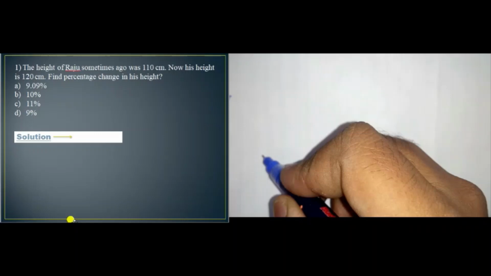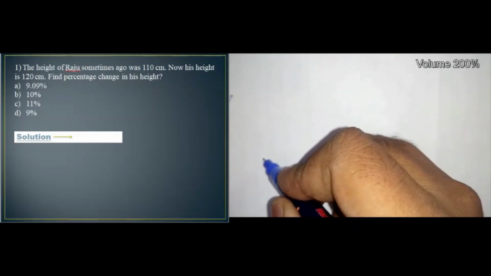So the first problem is: the height of Raju some time ago was 110 centimeter. Now his height is 120 centimeter. Find the percentage change in his height. So there is an increment in the height. We have been asked to calculate the percentage change in his height, and the options are given like this. So let's see the answer for this question.